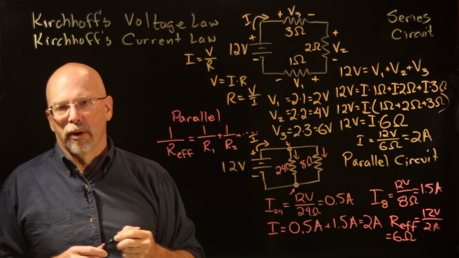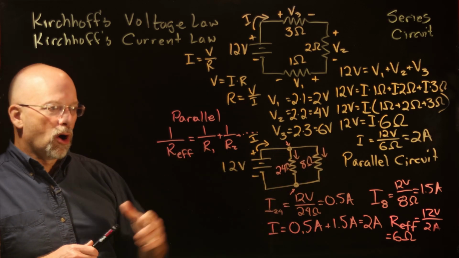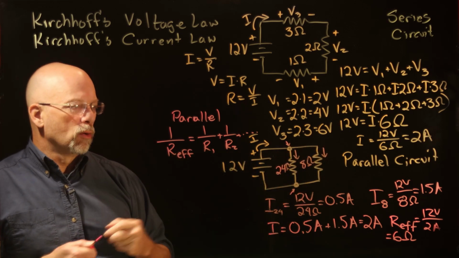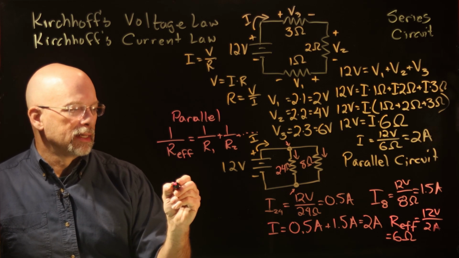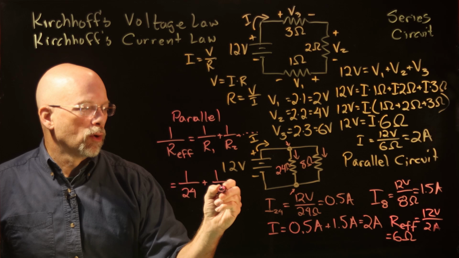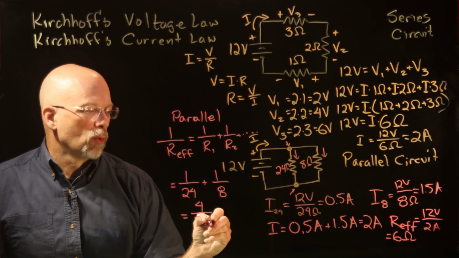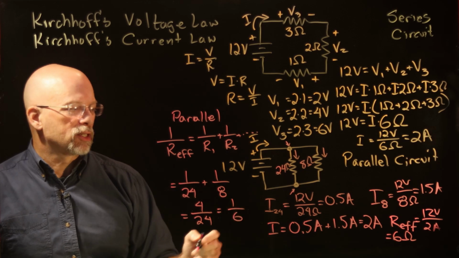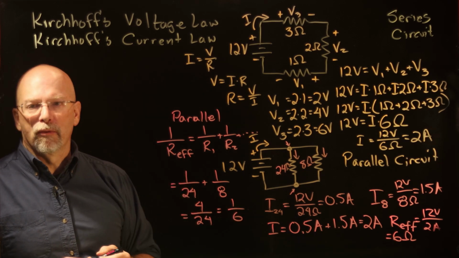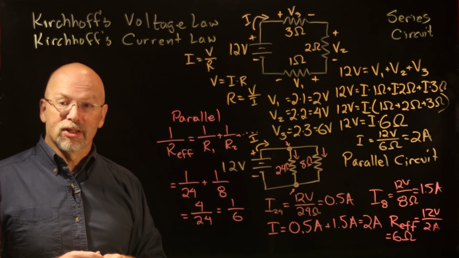plus, and so on. If we calculate this out for our little 24 ohm and 8 ohm circuit, 1 over 24 plus 1 over 8 is equal to 4 over 24, which is equal to 1 over 6. 1 over 6 is equal to 1 over the effective resistance. That gives us an effective resistance of 6 ohms.